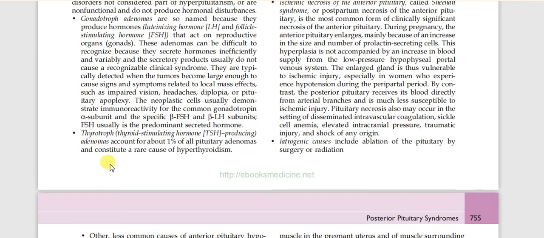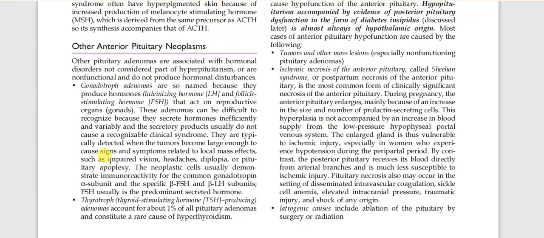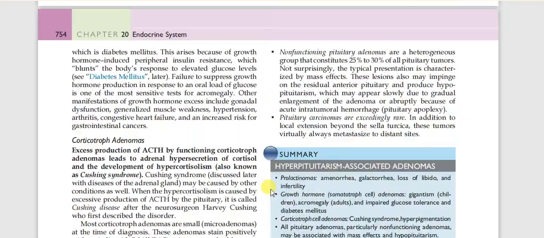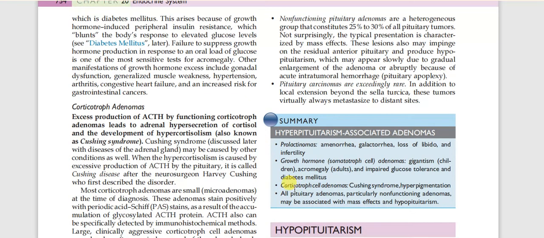So they influence the gonads, and of course it leads to infertility. Thyrotrophs, TSH producing tumors, are very rare adenomas of the pituitary gland. A very rare case, but sometimes it does happen. It leads to increased thyroid gland production, but it's a very rare condition. We have a much more common Graves' disease instead of hypersecretion from the pituitary gland.